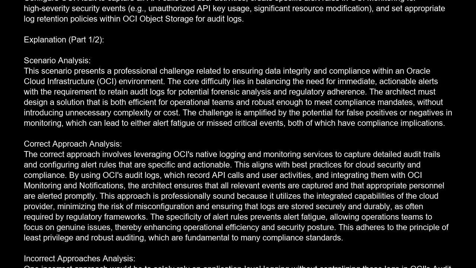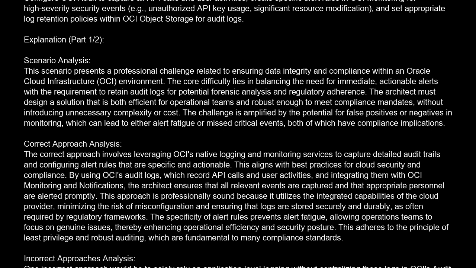Explanation. Scenario analysis. This scenario presents a professional challenge related to ensuring data integrity and compliance within an Oracle Cloud Infrastructure (OCI) environment. The core difficulty lies in balancing the need for immediate, actionable alerts with the requirement to retain audit logs for potential forensic analysis and regulatory adherence. The architect must design a solution that is both efficient for operational teams and robust enough to meet compliance mandates, without introducing unnecessary complexity or cost.